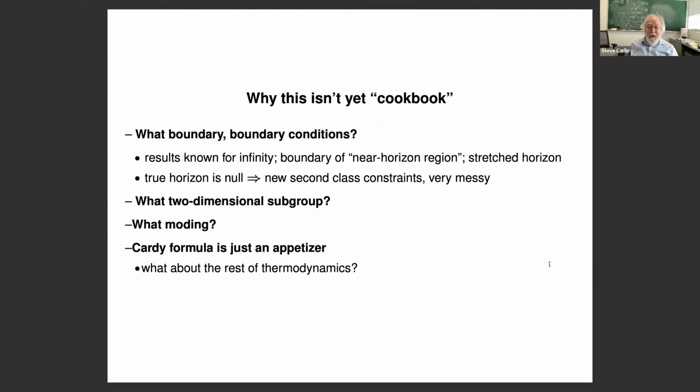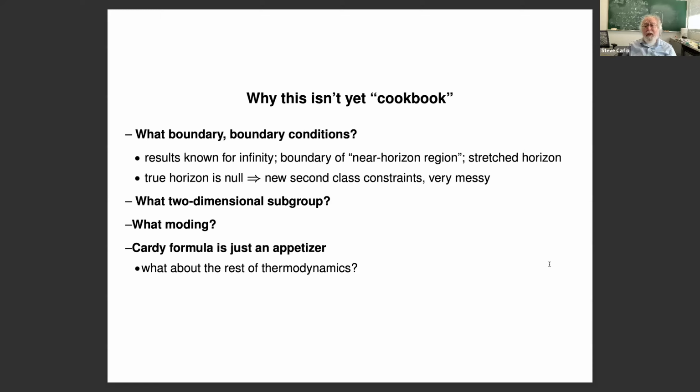It is, of course, much harder than that. First of all, you have to decide what boundary and what kinds of boundary conditions you're looking at. There are results for boundary conditions at infinity. That's where the original BTZ state counting came from. There are results for boundaries of a near horizon region. There are results in which you put the boundary at the horizon itself, although actually it's a little tricky.